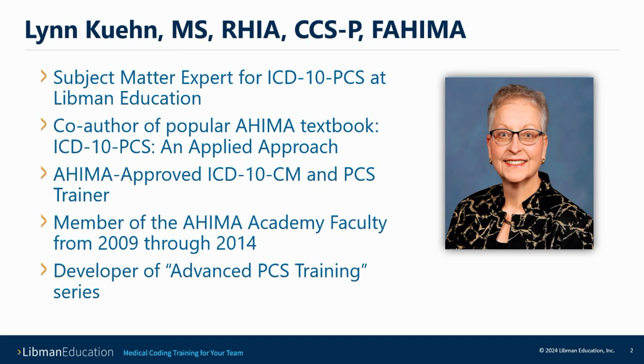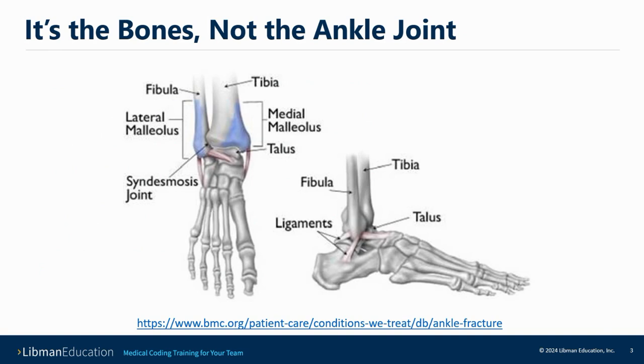Bimalleolar and trimalleolar fractures can be hard to visualize, making the coding more challenging. So the first thing we need to understand is the anatomy involved. For that, we will turn to this labeled image from the Boston Medical Center. There are three individual bones that make up the ankle joint. They are the tibia, the fibula, and the talus.